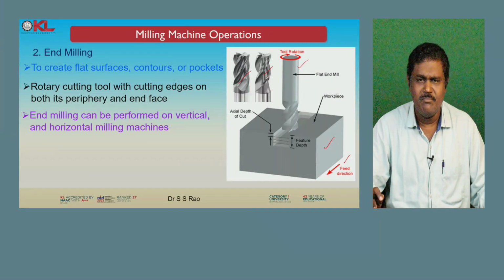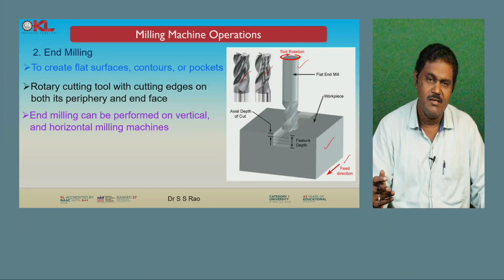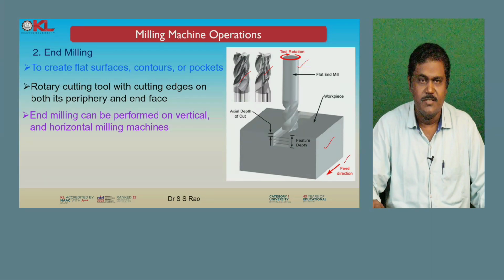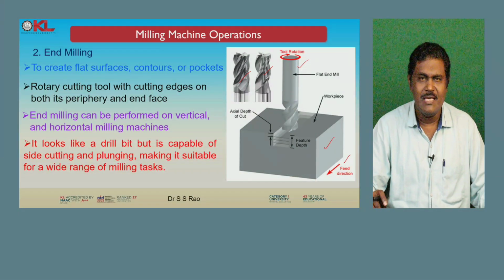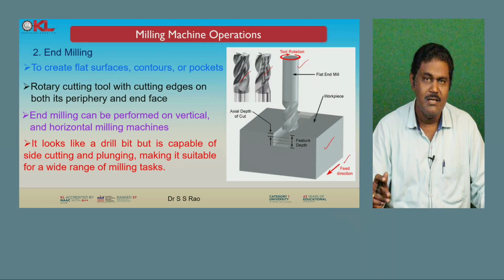End milling can be performed on vertical and horizontal milling machines. You can use a vertical milling machine or a horizontal milling machine to perform these end milling operations. It looks like a drill bit, but it is capable of side cutting and plunging operations, making it suitable for a wide range of milling tasks.